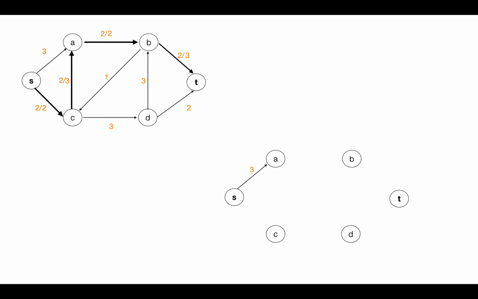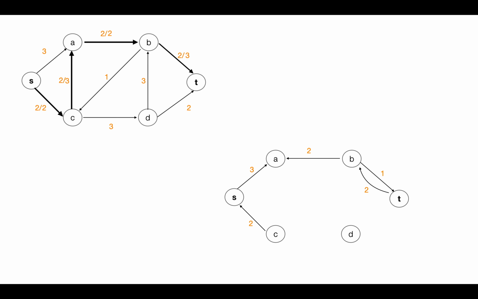Now the next set of vertices is AB, where we have capacity equal to 2 and the residual capacity is 0, as it is already filled by 2 units of water. So we can only undo 2 units from B to A. Now BT, where there's space for one more unit of water from B to T, and we can undo 2 units from T to B. Now next is SC, where we have no space for more water, so we can only undo 2 units.